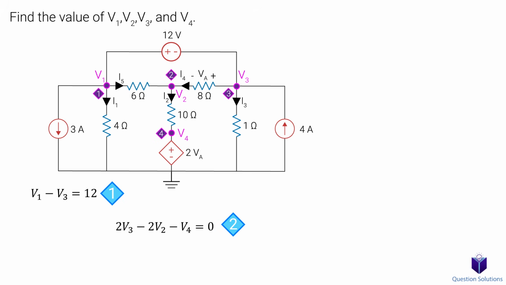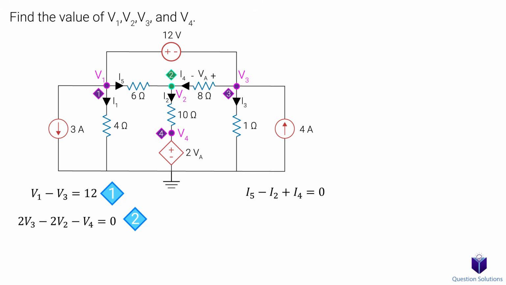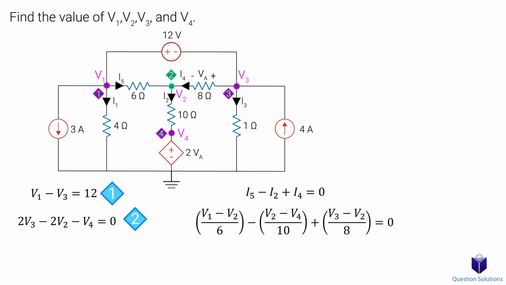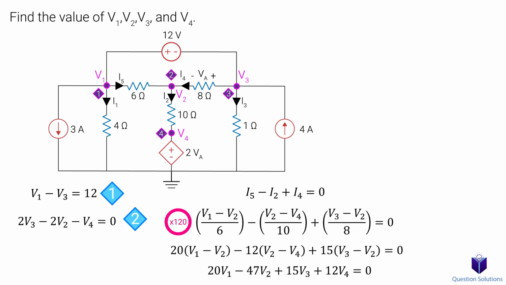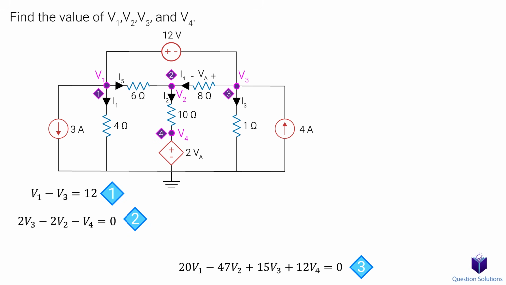Let's shift our focus onto node 2 and write a KCL. Next, we can write these in terms of nodal voltages. So I5 is V1 minus V2 over 6 ohms, I2 is V2 minus V4 over 10 ohms, and I4 is V3 minus V2 over 8 ohms. Let's multiply everything by 120, which is the lowest common multiple. Let's simplify. This is our third equation.